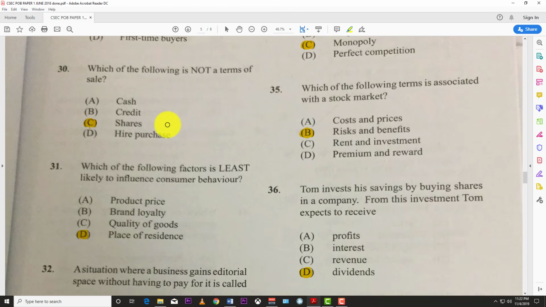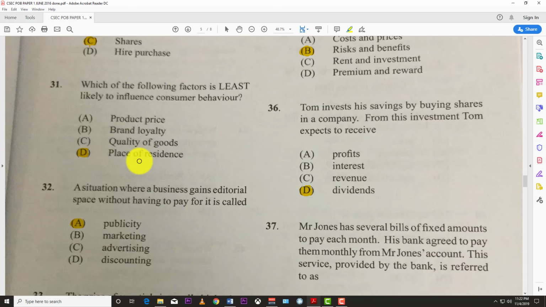30, we're halfway there. Which of the following is not a term of sale? The best answer here is shares, because in shares you're not really buying anything per se. Cash, sure, you pay for stuff with cash, you pay for stuff on credit, and you can use hire purchase to buy stuff. But shares is not really a term of sale.